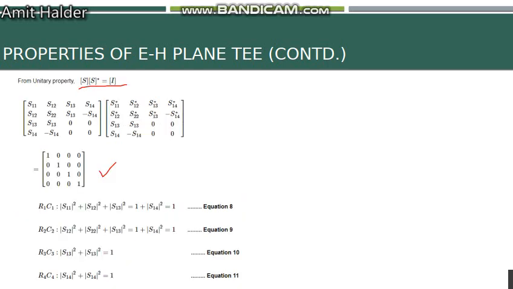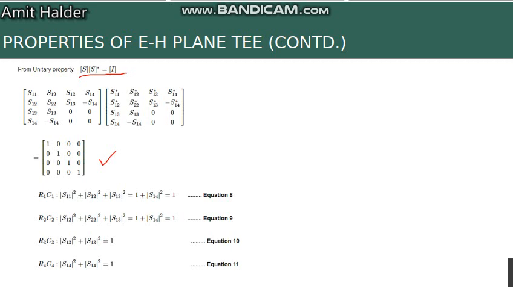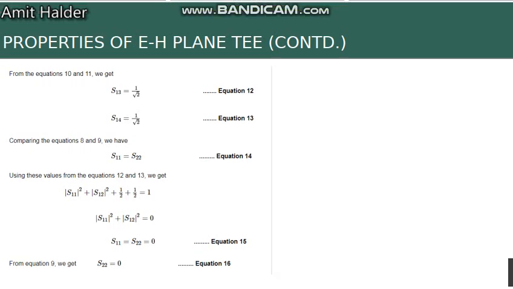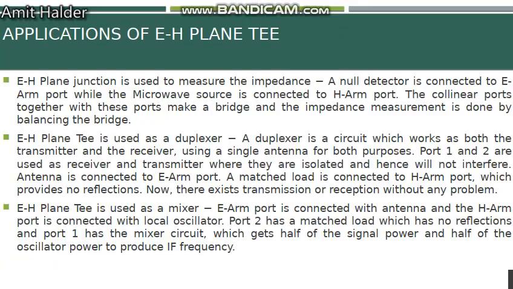Now the same thing, the unitary property, that means the S matrix multiplied by its conjugate will be equal to a unit matrix, a diagonal matrix, right? And after that, just multiply the two S matrices and you get equations 8, 9, 10 and 11. Now similarly to what you have done in the previous way, you can get the value from each S matrix and each element. And lastly, just put the values there for perfectly matched conditions.